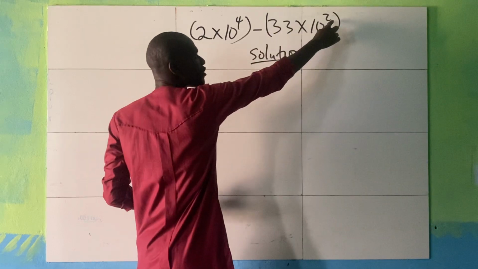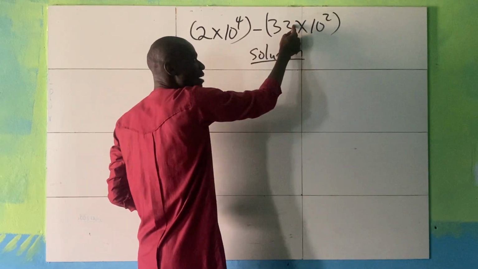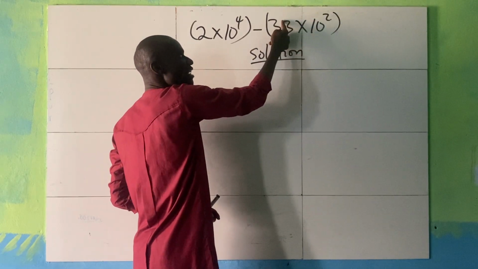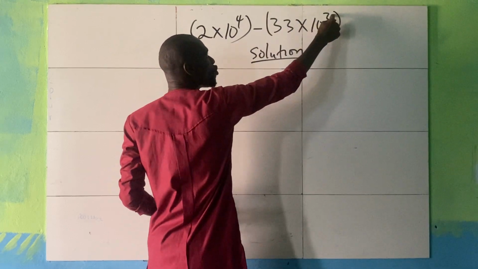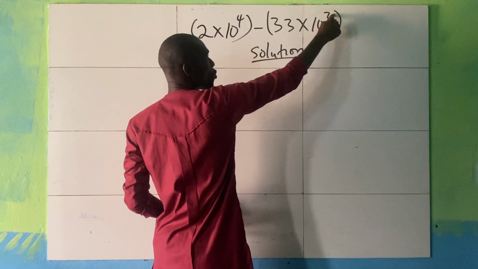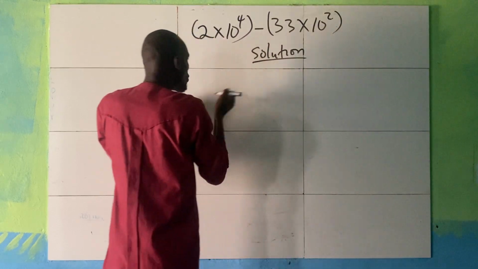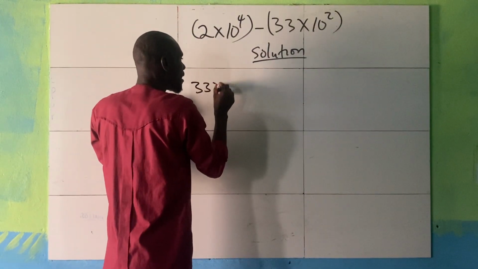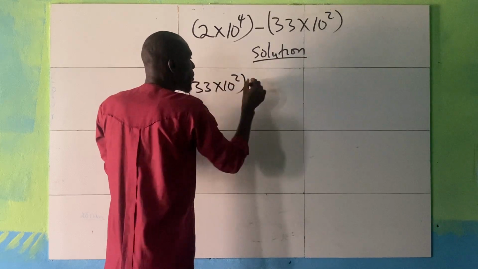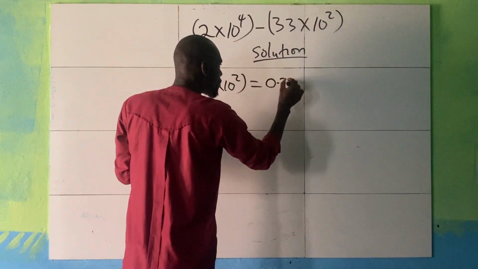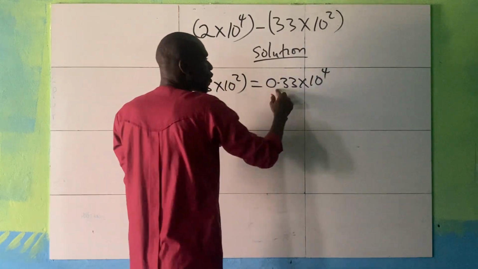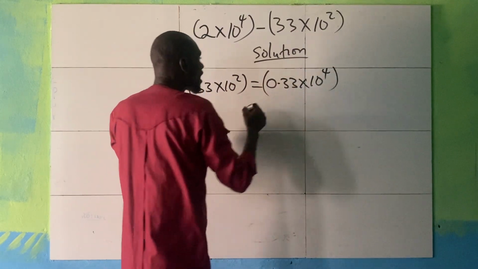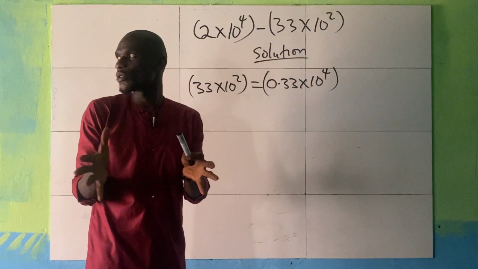We know that here is 2. So the decimal that is here, if we move it here 1 and move it here 2, it will mean that 2 will be added to this power here, which will make it 4. So on that note, 33 times 10 raised to the power of 2 becomes 0.33 times 10 raised to the power of 4. Now that both powers are equal, we can easily carry out subtraction.